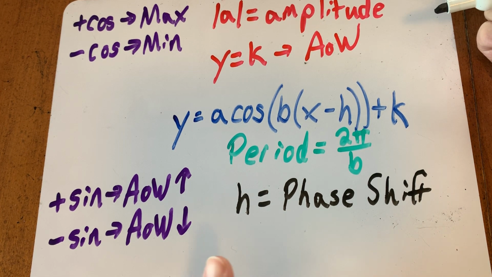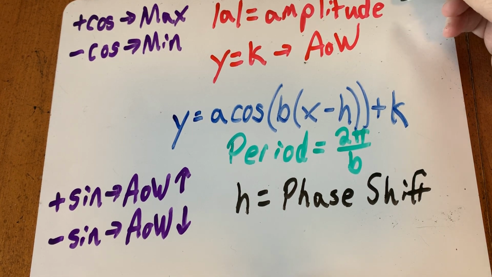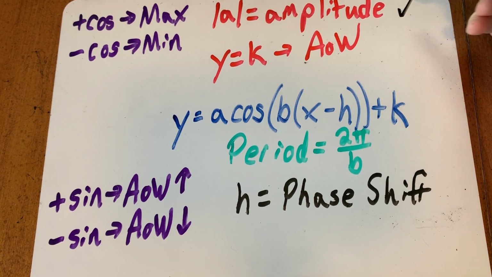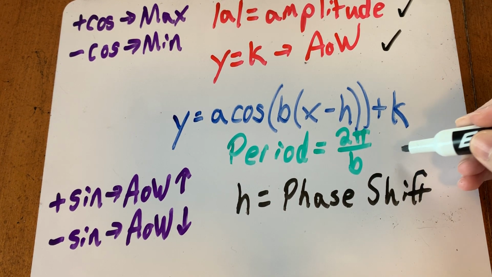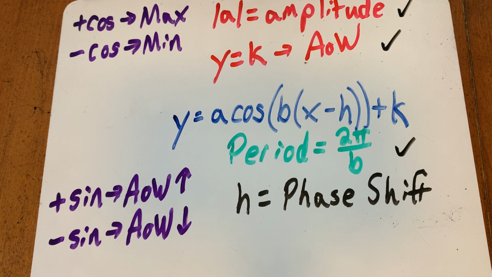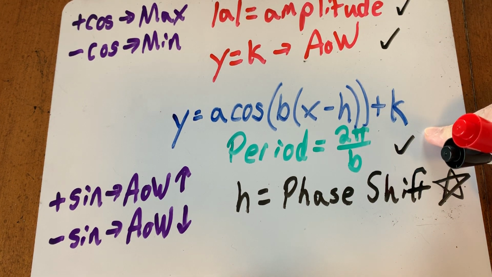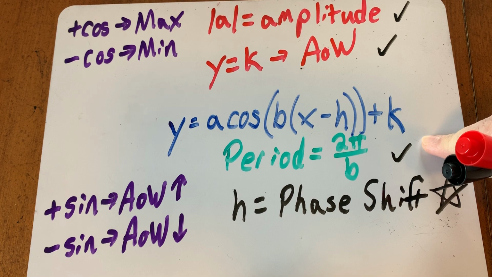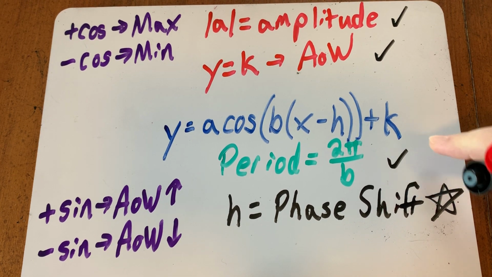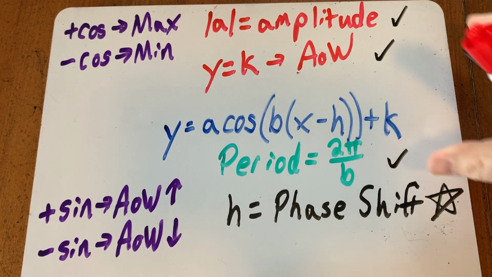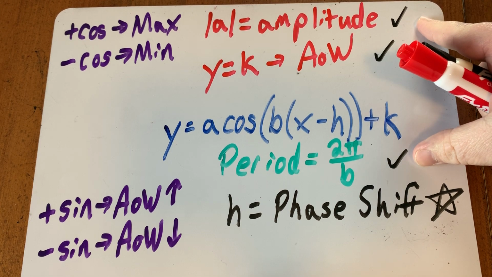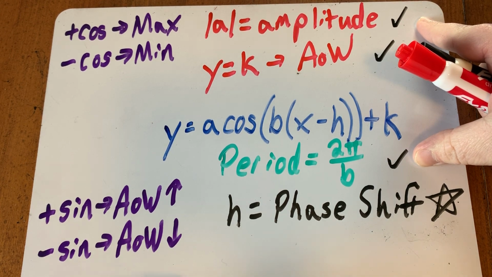Before this whole remote learning, we had talked about amplitude, axis of the wave, and the period. The phase shift is the only new stuff. So I hope you guys are okay with these three. Let's talk about doing our phase shift by starting with just these three. All right.